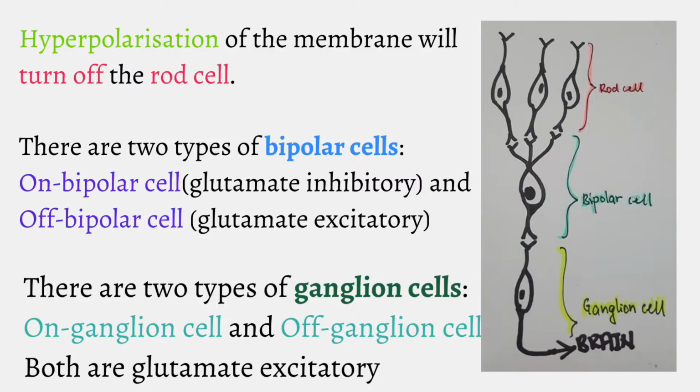After the rod cells, the signal will go to the bipolar cells. Basically, there are two types of bipolar cells, that is, the on bipolar cells and the off bipolar cells. After the bipolar cells, it will go to the ganglion cells. There are two types of ganglion cells, that is, the on ganglion cells and the off ganglion cells.